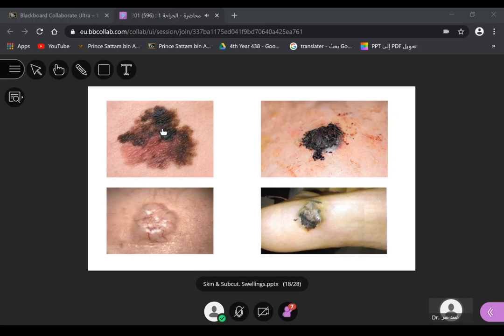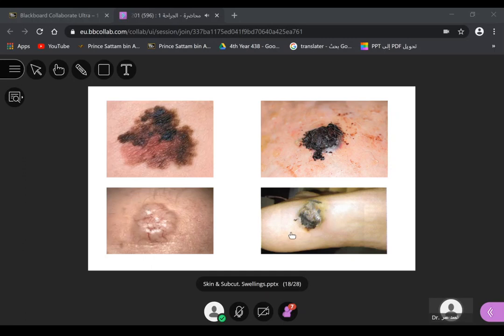Here there is no nodule. It is macular, because there is no nodule here. But it looks like what? Spreading around. So what do you call this? Superficial spreading, which is the most common, no? Superficial spreading, which is 75% of all malignant melanomas.